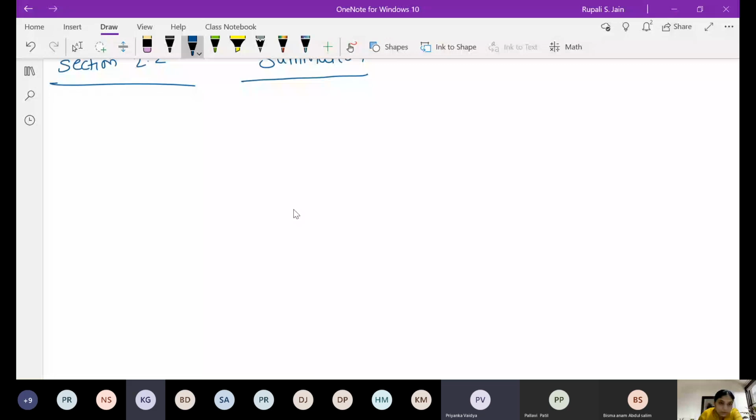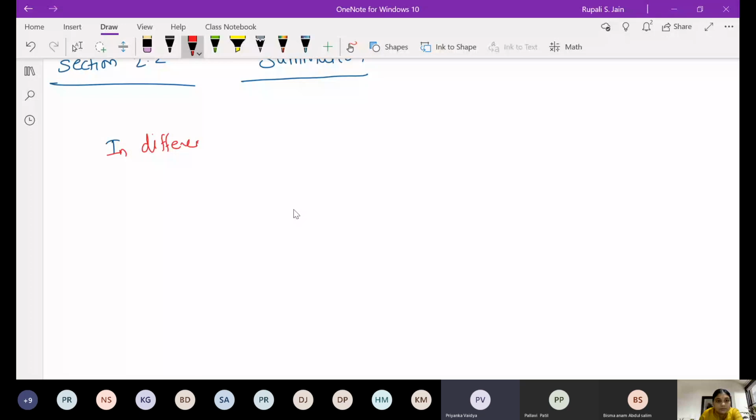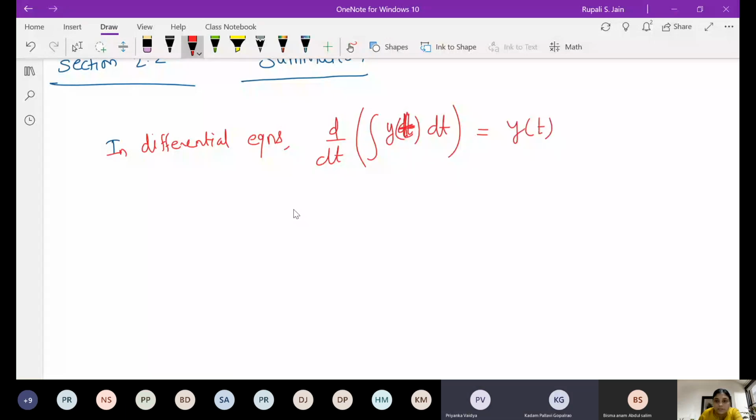Like in differential equations, integration of, or d by dt of integration of y of t dt is what? Integration of y of t dt is what? Is it just the same function?